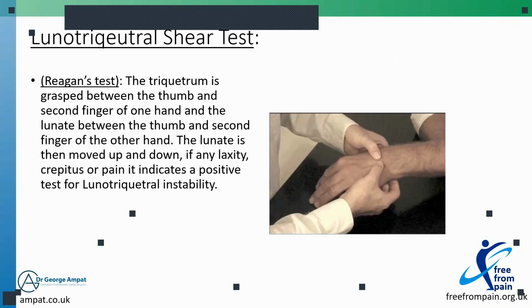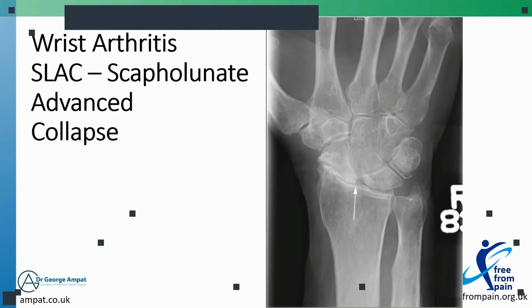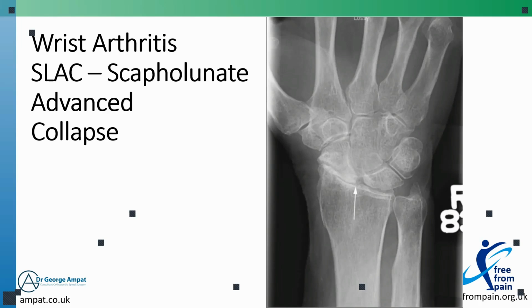You can also do a lunotriquetral shear, or the Reagan's test. Here you're seeing whether the ligaments between the lunate and the triquetrum are damaged, but this is a much less common injury. But then what happens if there is this injury and you miss it? Then there is advanced arthritis. So in the wrist, you can have SLAC and SNAC, and I'll explain that to you.